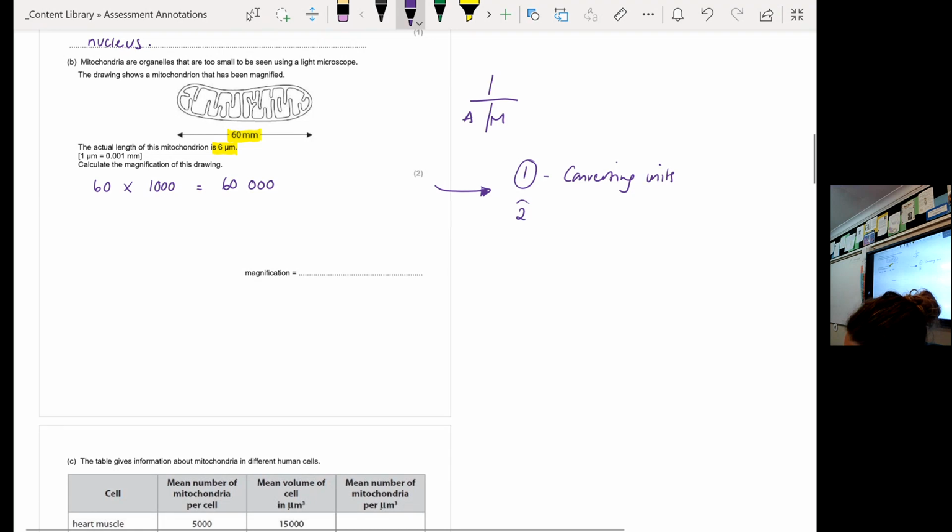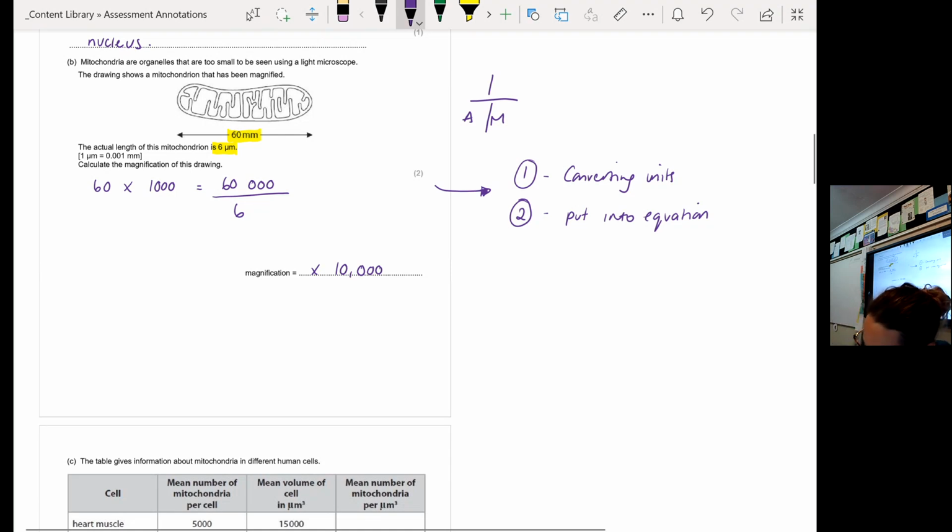The second thing I need to do is then put it into my equation. Now it's asking for the magnification. That means from my triangle, I need to do image size divided by actual size. So I just need to do 60,000 divided by 6. And that is 10,000. You get a mark for the conversion of the units and a mark for substituting it into the equation.